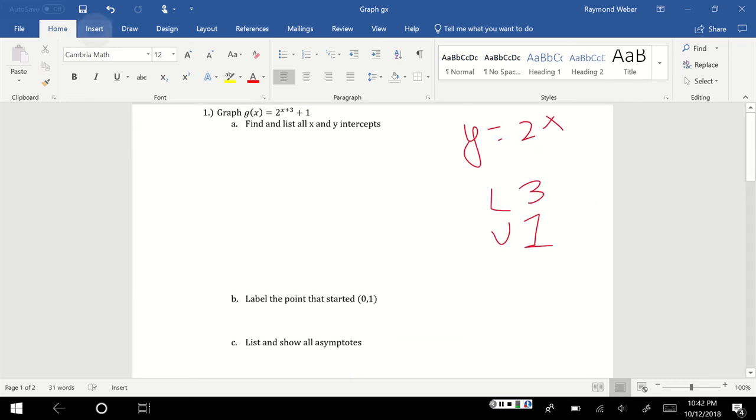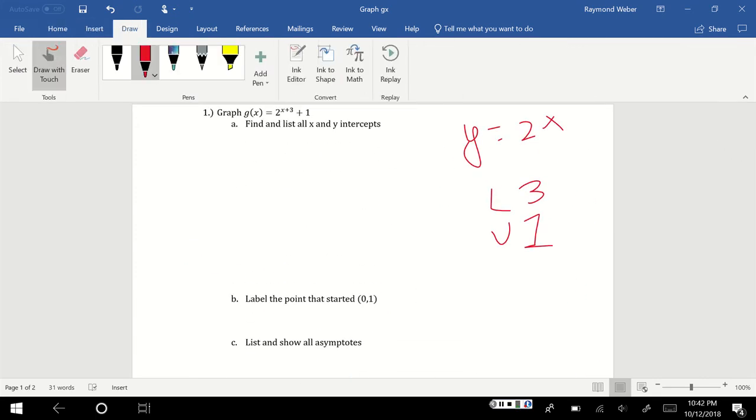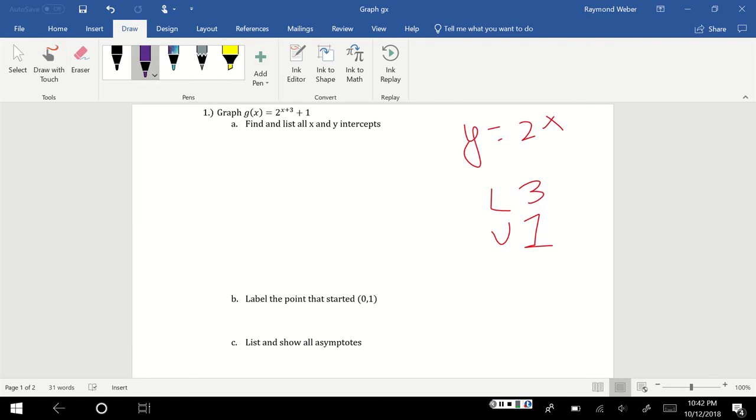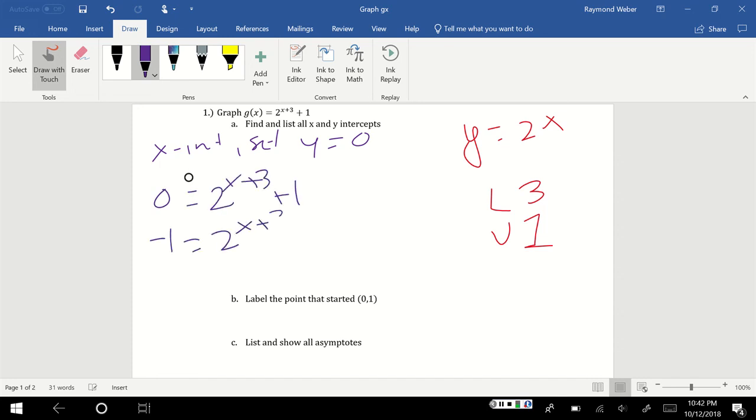Now, how do we find the intercepts? To find the x-intercept, I set y equal to 0, the same way we've been doing it since we learned how to graph. So I'm going to get 0 equals 2^(x+3) plus 1. Then I have to move this over, 2^(x+3) equals -1. And then I would have to take the ln of both sides. And I'd go, that doesn't work. So there is no x-intercept.